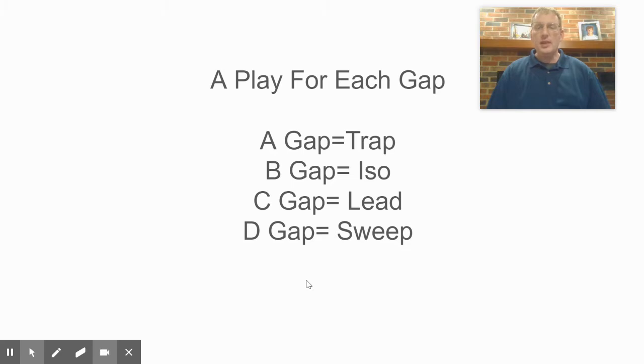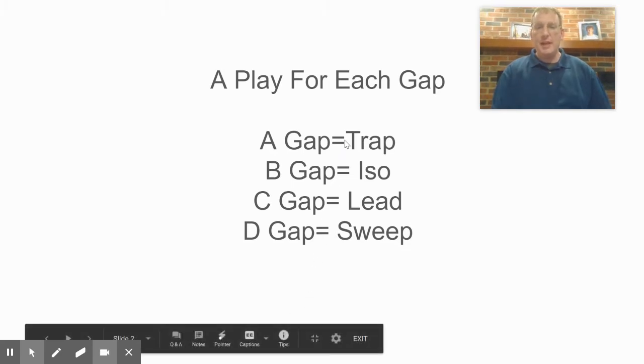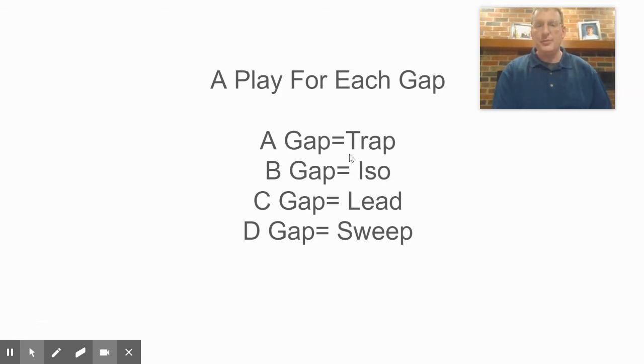And so we had a play for each gap. We had trap for the A gap, B gap was ISO, C gap was lead, and our D gap was sweep. And so we're going to go through each of these plays and show you some diagrams and some film.